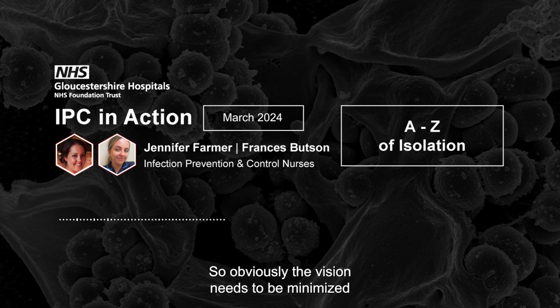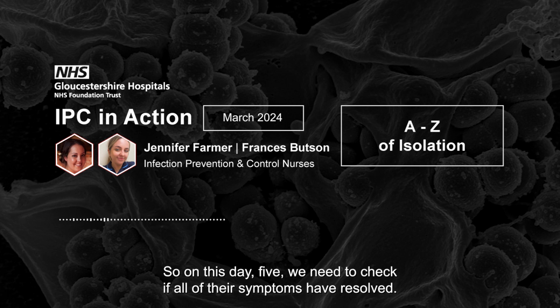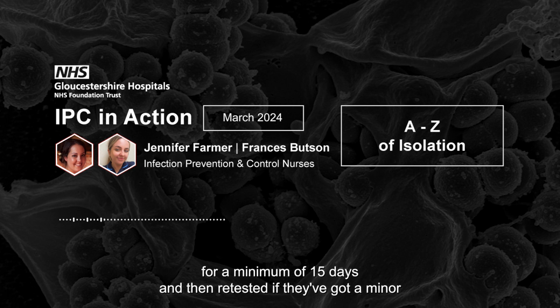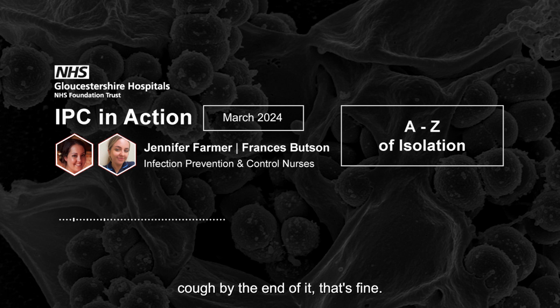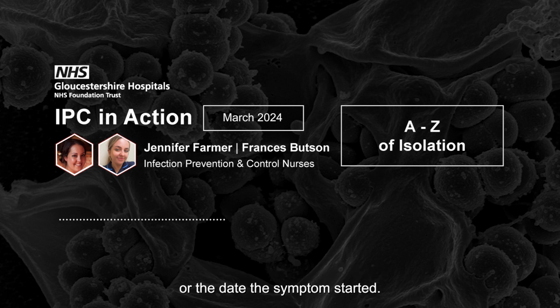COVID-19. So obviously the patient needs to be isolated for a minimum of 5 days after onset. So on this day 5, we need to check if all of their symptoms have resolved. And for immunocompromised patients, they need to be isolated for a minimum of 15 days and then retested. If they've got a minor cough by the end of it, that's fine. We just want to make sure things like temperature, runny nose, that they've all gone before they are de-isolated. Absolutely. And the way we're counting the days is the day of the swab or the date the symptoms started. That is day 1, and you can then count up to 5 days from there.